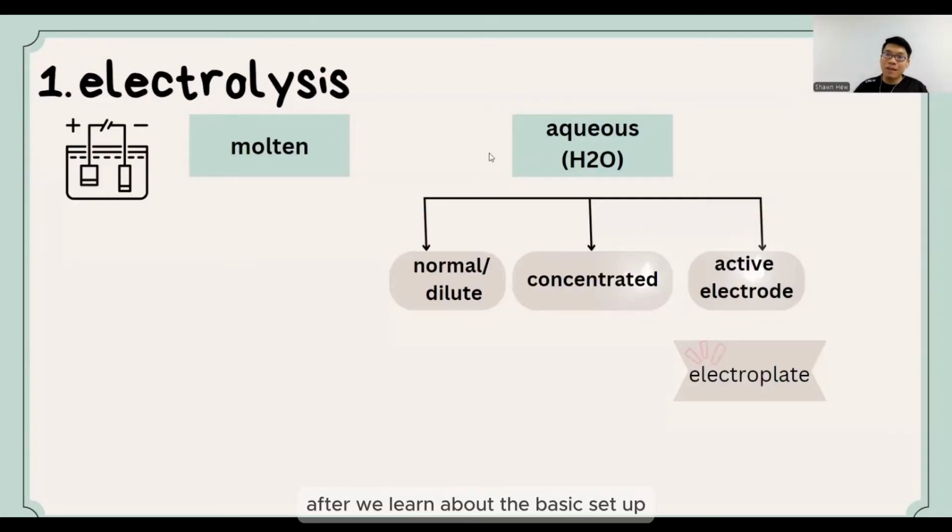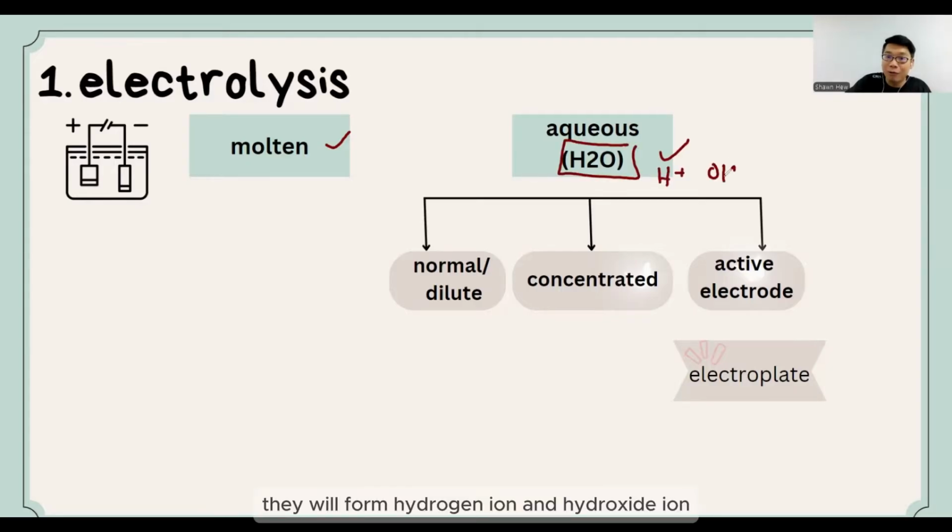After we learn about the basic setup, we go to the fourth situation of electrolysis. Electrolysis can mainly be carried out in molten state or aqueous state. As we previously learned, molten means we melt the ionic compound, and aqueous means we dissolve it in water. So in the aqueous state, there are more ions. Why? Because they have one extra compound, water. It will form hydrogen ions and hydroxide ions.